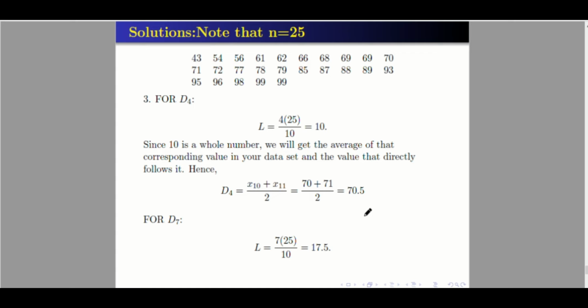And last for D7, again this is fractional, so we'll round this up to 18. So D7 is therefore at the 18th, so this is 88. Since there are 10% per subdivision, 7 times 10 is 70%. So 70% of the data falls below or equal to 88.